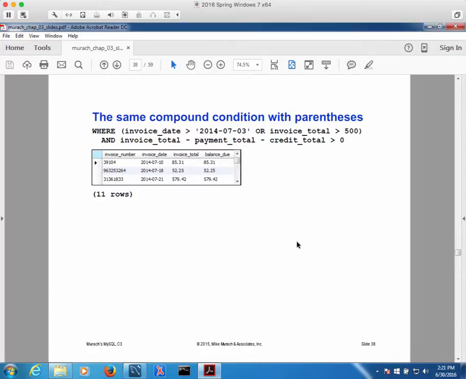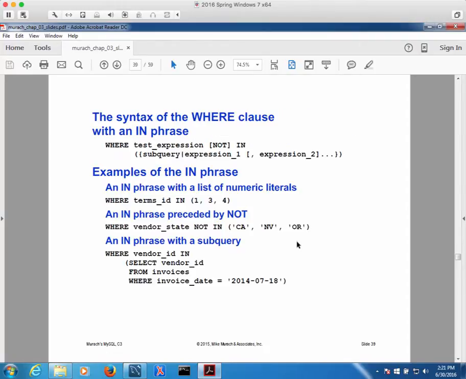The same compound condition with parentheses. This is the way that we want to go. Then you can be on my team, and I won't hurt you. I like this IN thing. Now, we have a subquery, which is kind of fancy schmancy, and we'll talk about that last.